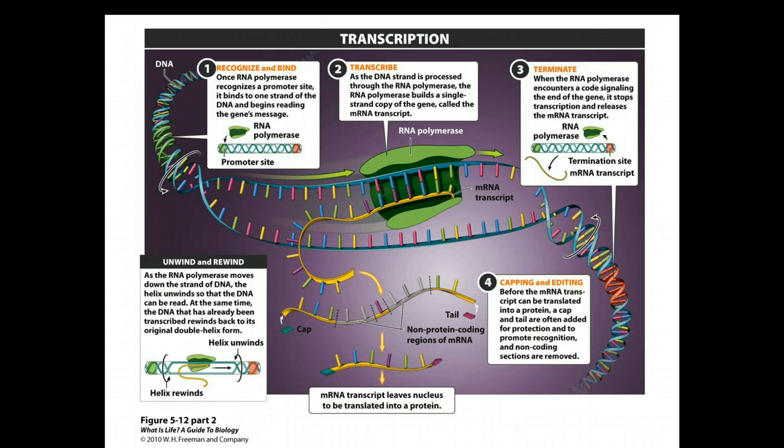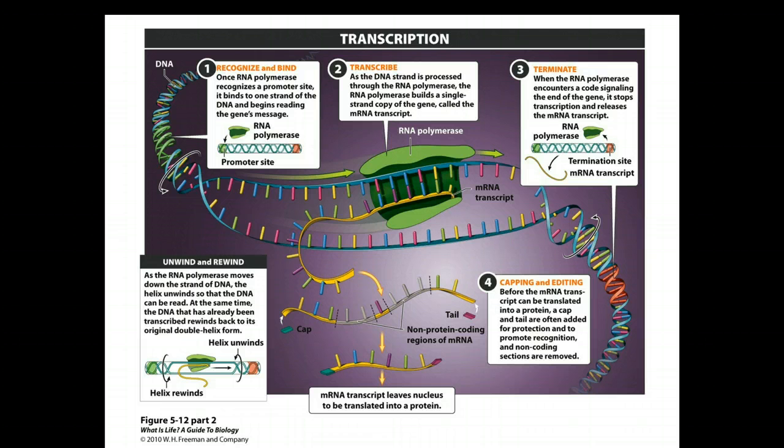And if you look in the diagram here, we're obviously moving in a direction. If you recall, DNA strands are anti-parallel. We have 5' to 3' and 3' to 5'. It's not really important that you remember that, but we transcribe as the DNA strand is processed through the RNA polymerase. The RNA polymerase builds a single-strand copy of the gene called the messenger RNA transcript, which is a complement of one of the strands, the sense strand of the DNA. It terminates when the RNA polymerase encounters a code signaling the end of a gene. It stops and releases the messenger RNA transcript.